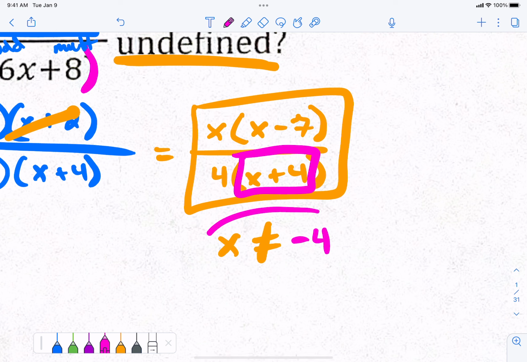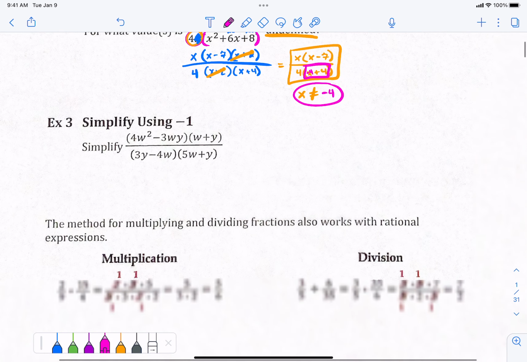I don't want negative 4, because if I plug negative 4 in there, negative 4 plus 4 would give me 0, right? It's like the opposite sign of what that little bit is, okay? So x can't be negative 4. I don't care about the top. I just want to make sure the bottom is not 0. Okay? Good? All right.